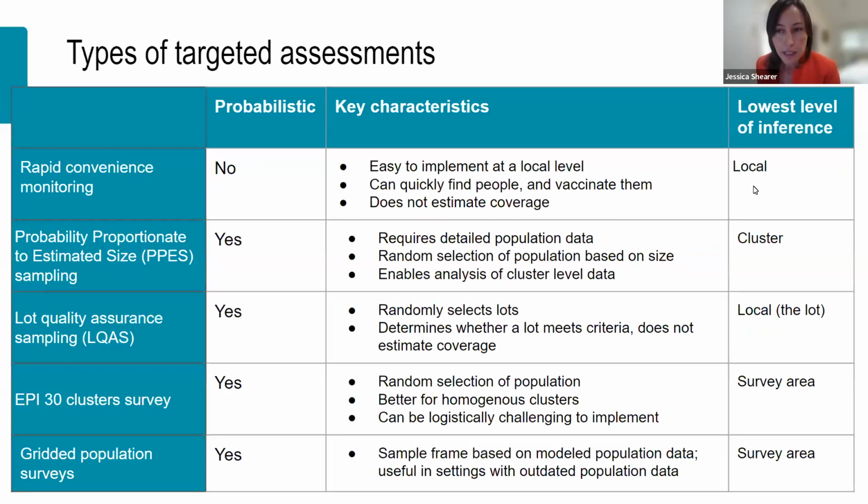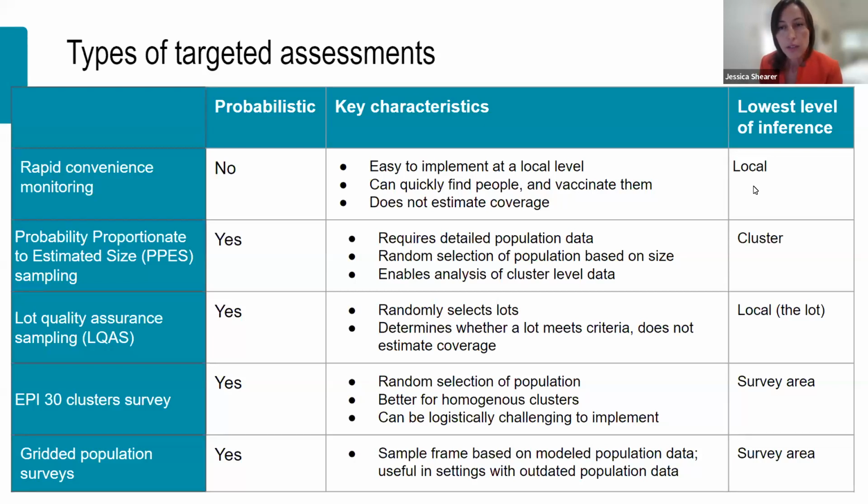But essentially, if you have a need to estimate vaccine coverage, you probably need to implement a probabilistic targeted survey. And so you can see the list of those designs here. And we'll hear a great example of the use of LQAS from Nigeria later on. If you don't need to estimate vaccination coverage, but you do want to quickly know which children are not vaccinated and then quickly reach them, you can use rapid convenience monitoring. And we'll also hear about that example today from Anna.